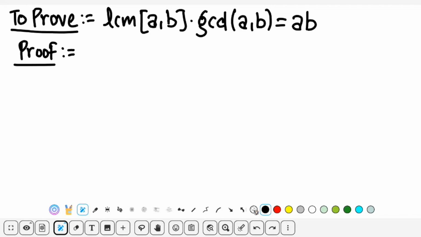Okay, so in this video we are going to prove the LCM of A and B times the GCD of A and B equals A times B. Okay, let's start.